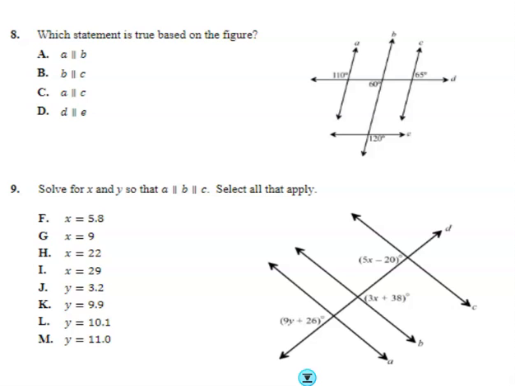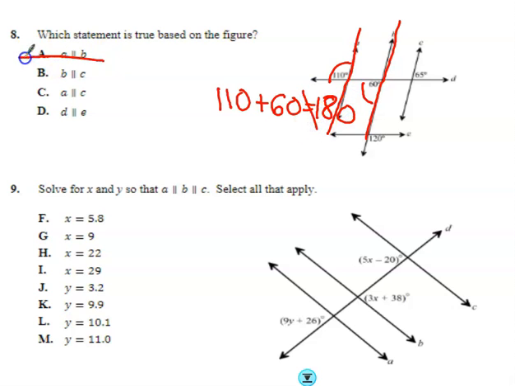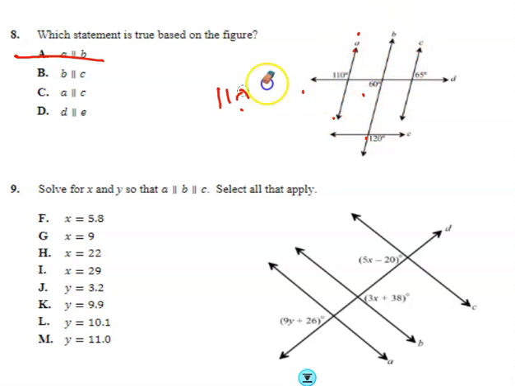So 8 and 9 is parallel lines cut by a transversal. So this is unit 2B. Okay, so angle A and angle B. So these angles either are congruent to each other or they add up to 180. So angle A and angle B, 110 and 60. So 110 and 60, does that add up to 180? It does not. So therefore A and B are not congruent. Or A and B are not parallel. Okay, so we're trying to see if these lines are parallel or not.